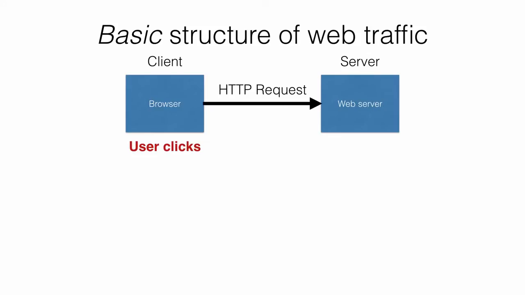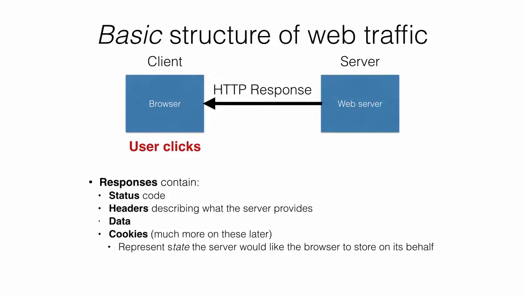Okay, so once you've submitted a request, now you're going to get back a response that the browser is going to render. And what does the response look like? Well, it will contain a status code, some headers, and then the data. As well, it will contain some cookies. We'll talk a whole lot more about cookies later. But roughly speaking, these represent state that the server would like the browser to store on its behalf that helps maintain the notion of a session or other sorts of memories that the server would like to have in terms of interactions with the client later on.